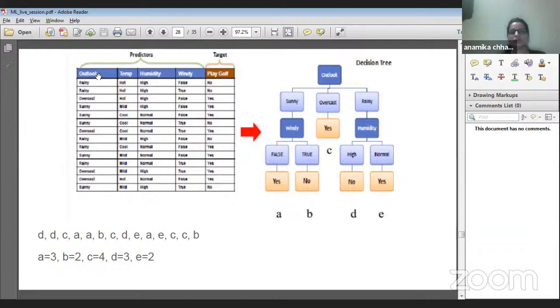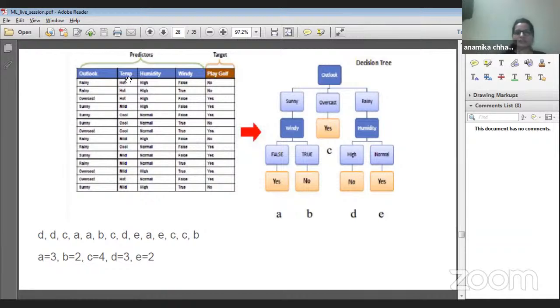Let's check one more. When outlook is overcast, we reach over here, and after overcast there is no other branch, which means we are ultimately at leaf C. So we note C over here. And so on. You're going to note down the sequence for all the data items, and then you count how many are reaching A, how many are reaching B, and so on.